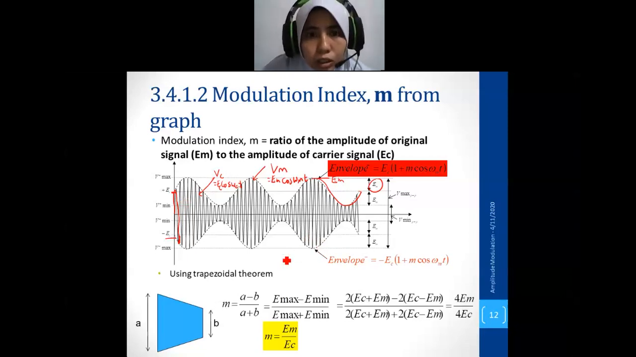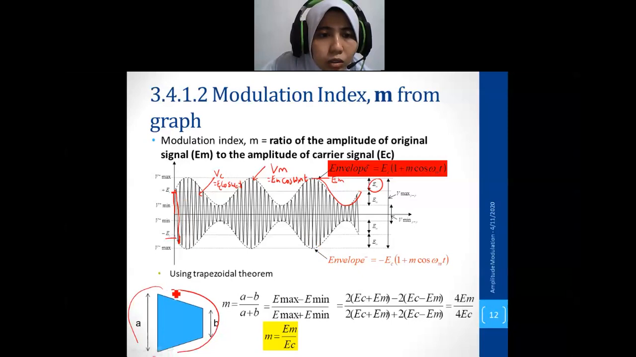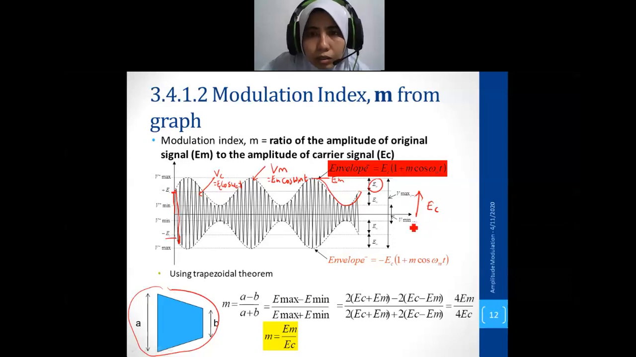So, based on the trapezium, M equals A minus B over A plus B. So, A minus B equals E max. Okay. For the E max here, okay, E max equals to, okay, this one until here is EC. And then the Emax is here.